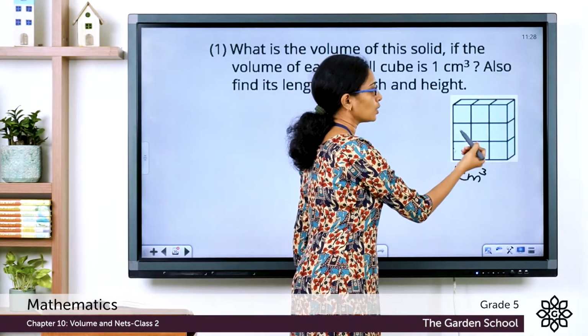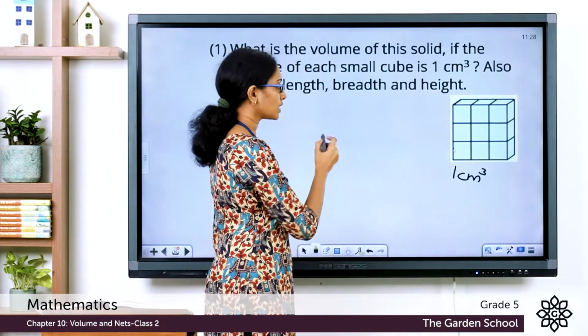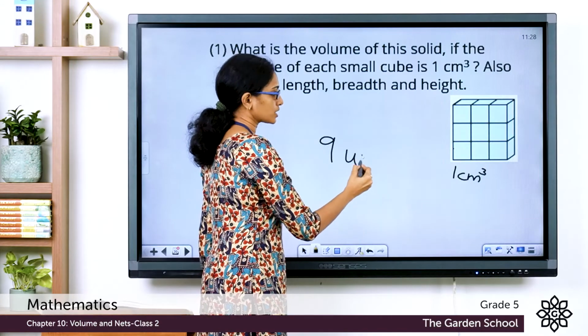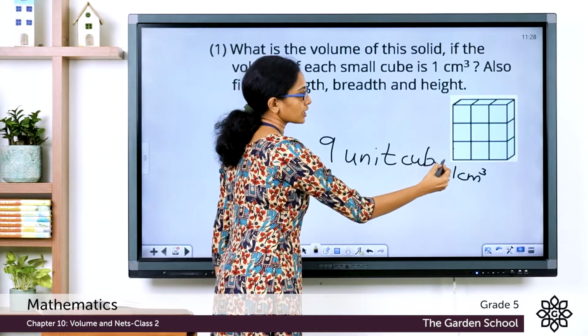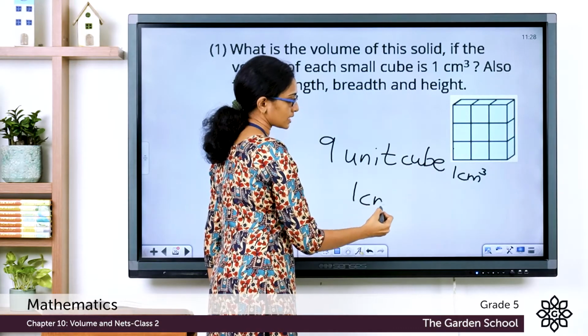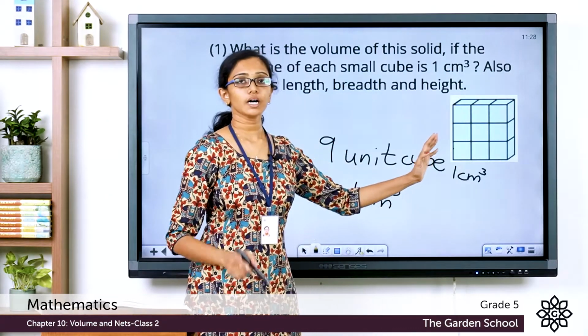1, 2, 3, 4, 5, 6, 7, 8, 9. So there are a total of 9 unit cubes here. And each unit cube has got a volume of 1 centimeter cube. So what is the total volume of this solid figure?